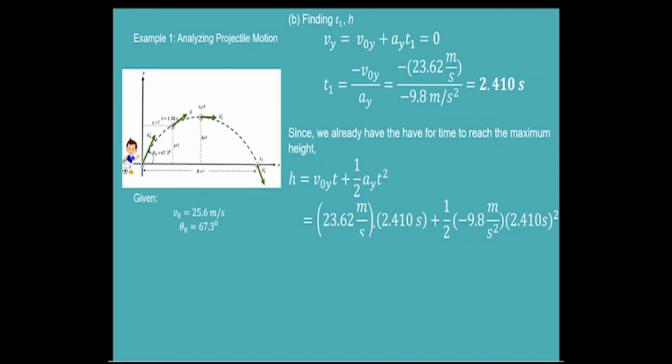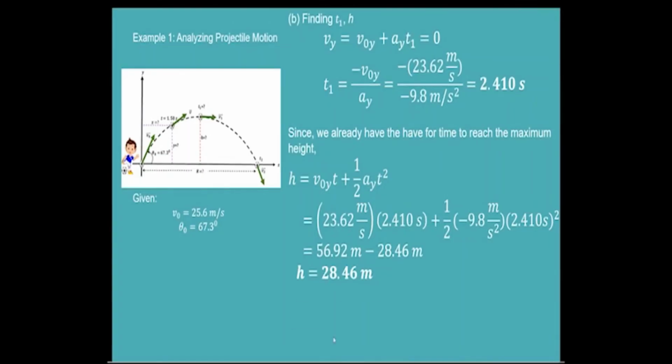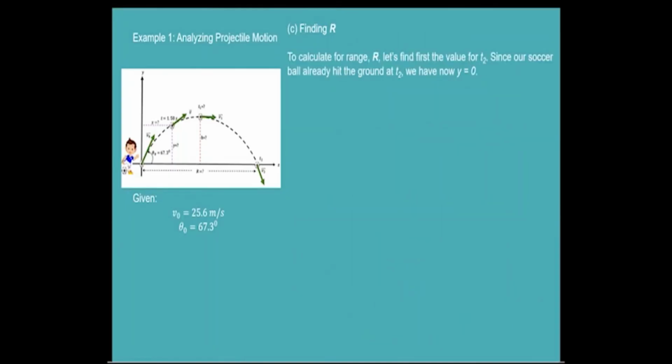We can cancel out seconds in this case. So 23.62 times 2.41 is equal to 56.92 meters, minus the product of the second term, which is equal to negative 28.46 meters. Combining the two, our maximum height is equal to 28.46 meters. Thus, it takes 2.410 seconds to reach 28.46 meters, the maximum height reached by the soccer ball. Let's proceed now to letter C, finding the range.